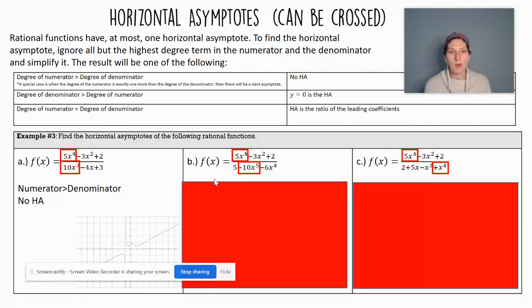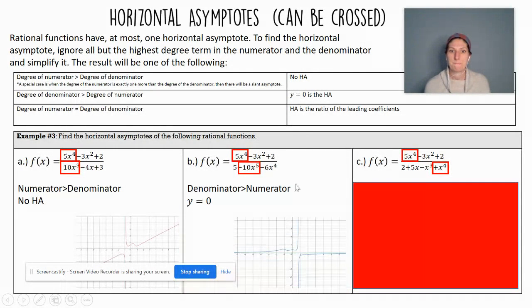The next one, part B, again, look at the term with the highest exponent and then compare the numerator and the denominator. Are they the same degrees? Is it bigger on the top or bigger on the bottom? If it's bigger on the bottom, then there is a horizontal asymptote, and it's always just simply the equation y equals 0. So you can see this one right here. There's your horizontal asymptote right there at y equals 0.